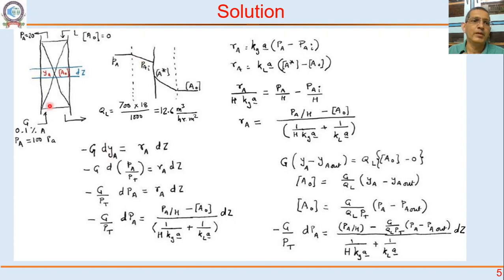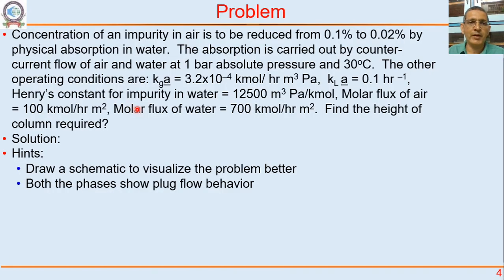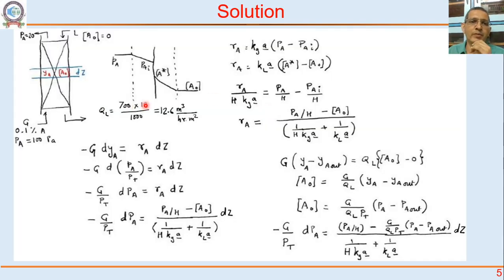Here's the solution. G, molar flux of gas, has 0.1% A. If total pressure is 1 bar, that means PA is 100 Pascal. At the outlet we want 20 Pascal. For the liquid, there is no B here, it is physical absorption. So dissolved concentration of A in the inlet liquid is 0. QL, liquid flow rate, is 700 kilomoles per meter square per hour. Multiply that by 18, you will get kgs per meter square per hour. Divide by density of water, 1000, you will get 12.6 meter cube per hour per meter square.